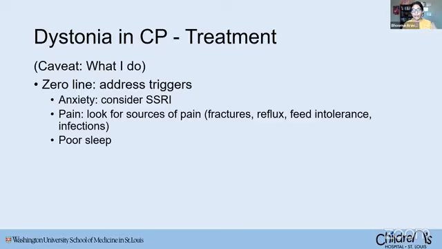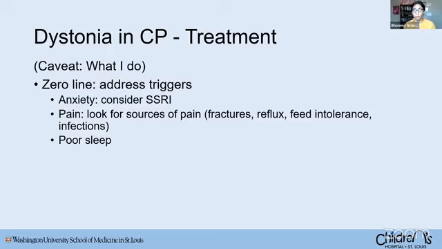Every single visit, I ask my kids about their sleep. I ask families how the parents are sleeping and how the kids are sleeping. If people are not sleeping, dystonia is going to be a problem. Everything's going to be a problem. They can't get to their physical therapy. They won't be able to engage in physical therapy. And poor sleep will beget dystonia.